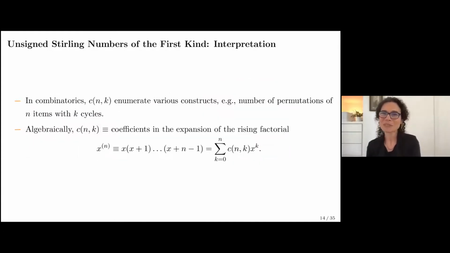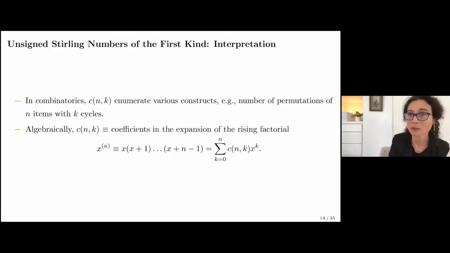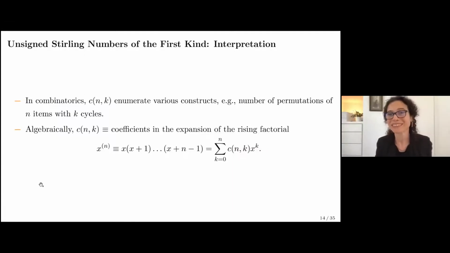Now, these numbers have various interpretations. In combinatorics, for those of you who are into permutation stuff, c(n,k) enumerates various constructs, including the number of permutations of n items with exactly k cycles. From an algebraic perspective, these numbers are very useful, because they're the coefficients in the expansion of the rising factorial. The rising factorial is this polynomial x^(n), which is just the multiplication of x by x plus 1, etc., till x plus n minus 1, and they're just the corresponding coefficients. And that's actually useful in some of our calculations.